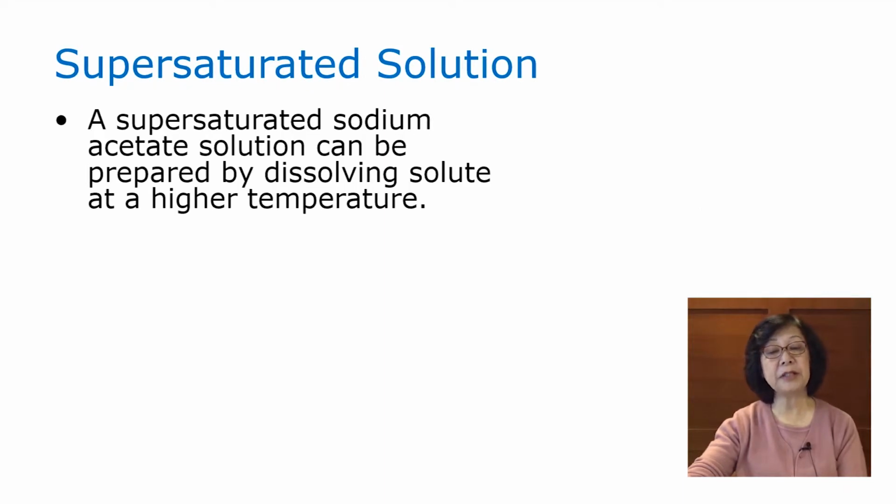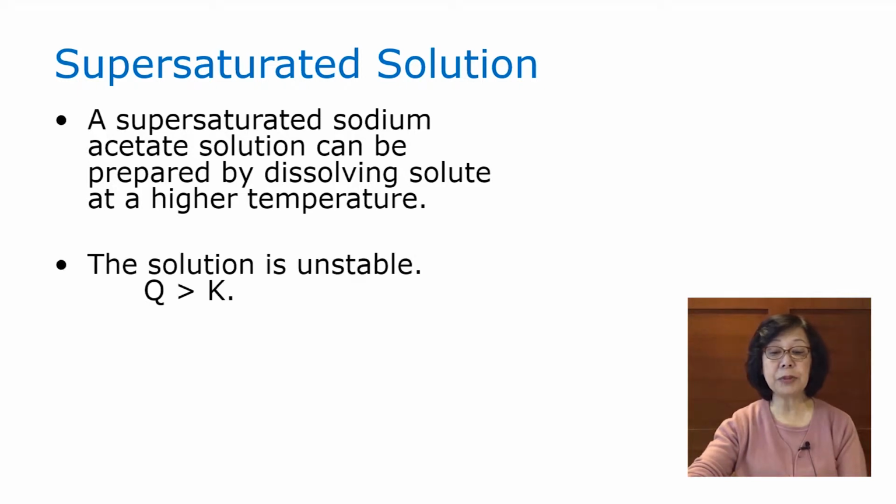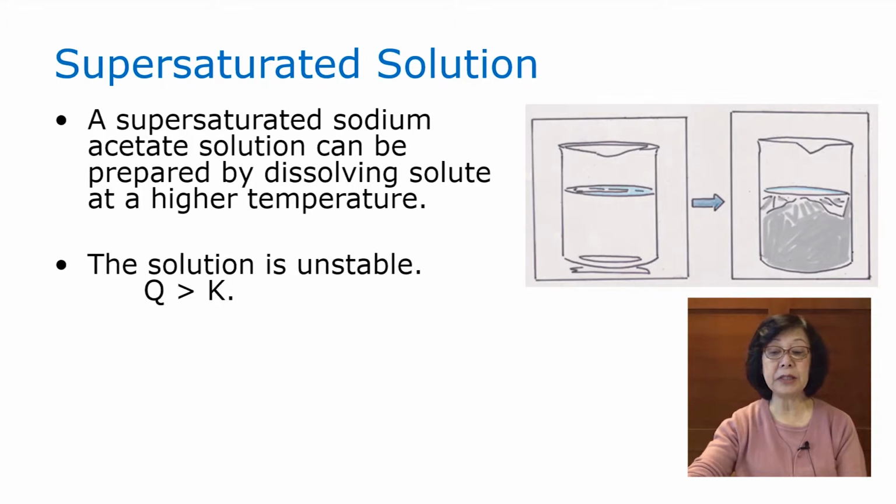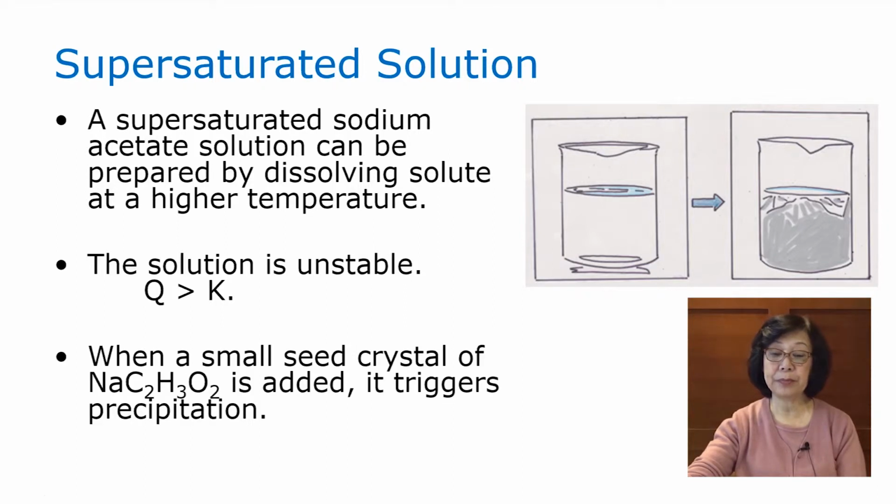Now, you might have seen a demo like this in your classroom from your teacher, that a supersaturated sodium acetate solution can be prepared by dissolving solute in water at a higher temperature. Then the solution will be cooled down. At this time, the solution is unstable, in which quotient is greater than KSP.